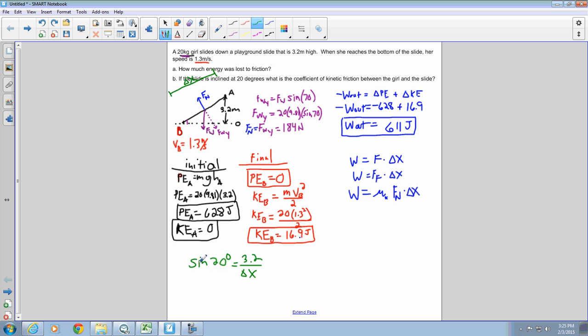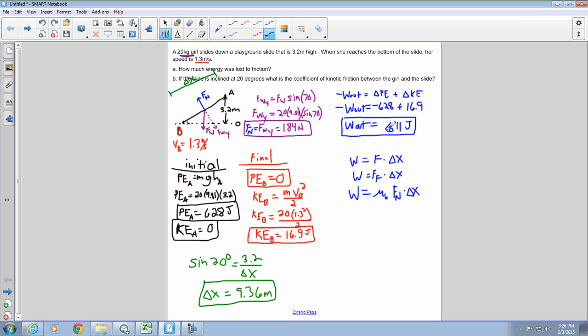Okay, and that's going to help us find the displacement. Do your calculation, cross multiply, whatever algebra you're going to use to find the displacement in the x direction, and we'll find that the displacement in the x direction is equal to 9.36 meters. So let's start plugging in all of this information we got in order to find our coefficient of friction.